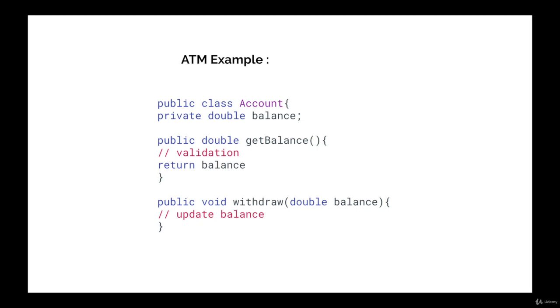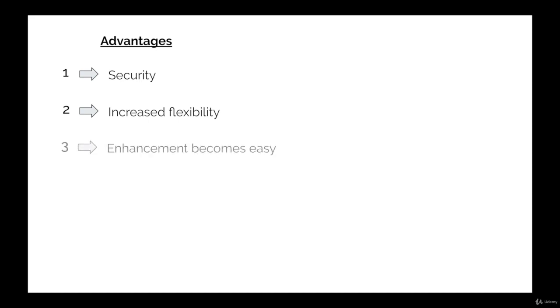Now let's take a look at some of the advantages of encapsulation. The first advantage is security. Encapsulation provides security since you can validate the access via methods and perform operations in the correct way. It also gives you better flexibility, as we can make variables of the class read only or write only depending on our requirement. If we want to make variables read only, then we have to omit the method that sets the value of that particular variable. The next advantage is that enhancement becomes easy.